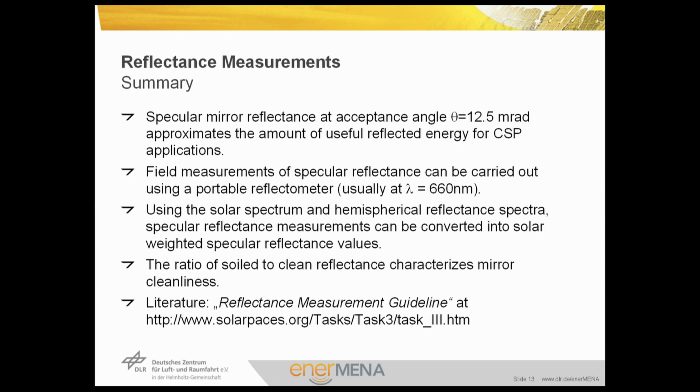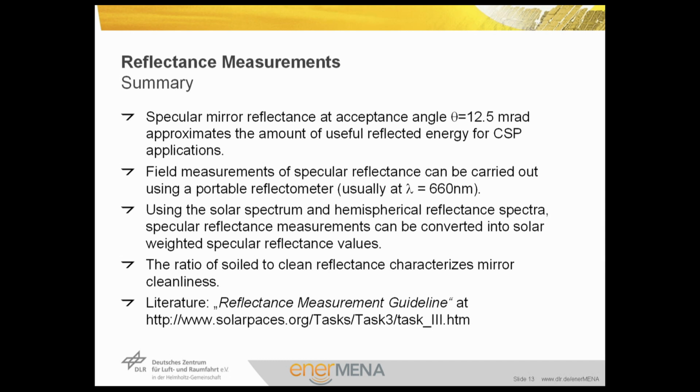So as a summary, we have learned that the specular mirror reflectance for CSP applications is relevant at an acceptance angle of 12.5 milliradians, which corresponds to an aperture diameter of 25 milliradians. This approximates the amount of useful energy in the whole system. For field measurements, the specular reflectance can be carried out using a portable reflectometer. Here, usually, we cannot measure the whole spectrum, but only particular wavelength ranges. For example, in this case, 660 nanometers.